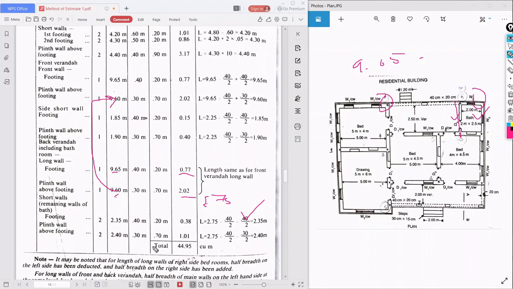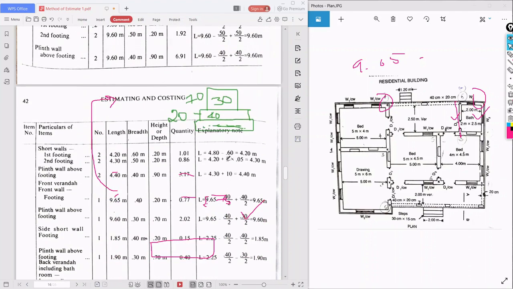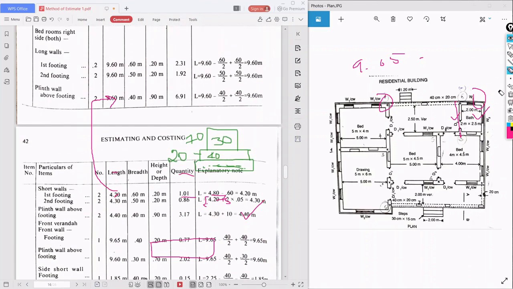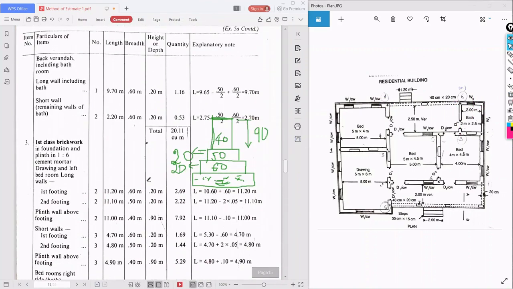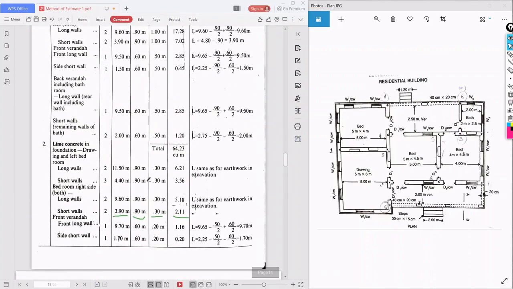So once we make all the total, we will get the first class brickwork for first footing, second footing, and plinth above wall footing for both main wall and also the veranda wall, that is 45.95 cubic meter. So this was about today's session. Okay, if I tell you more, this class will be boring. Okay, so this was about the first class brickwork, and also the lime concrete is over.